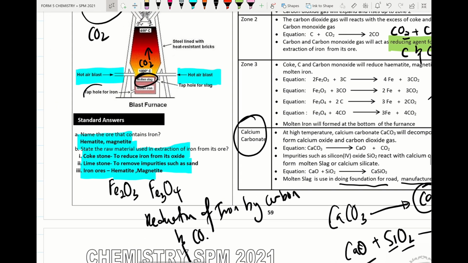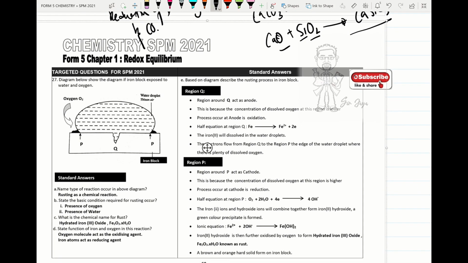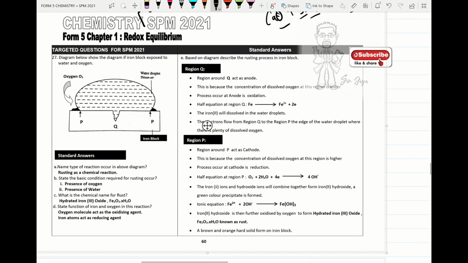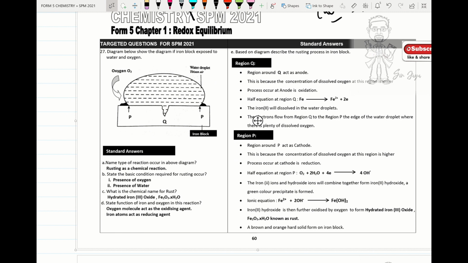All right, so the molten iron is denser, so it will settle down at the bottom. So please study this question. All right, so next will be rusting. Rusting also is very important. By using this diagram, I already discussed this question in the previous video.